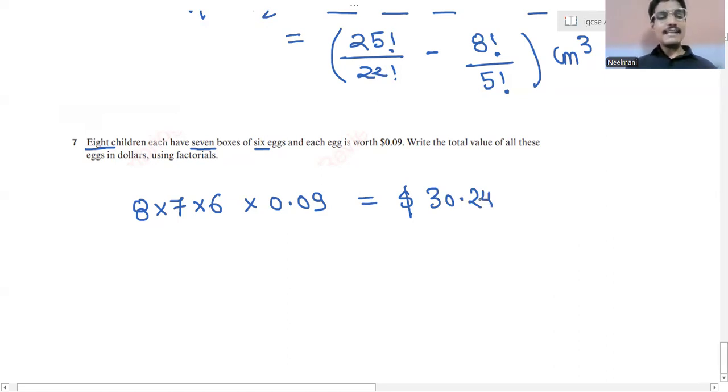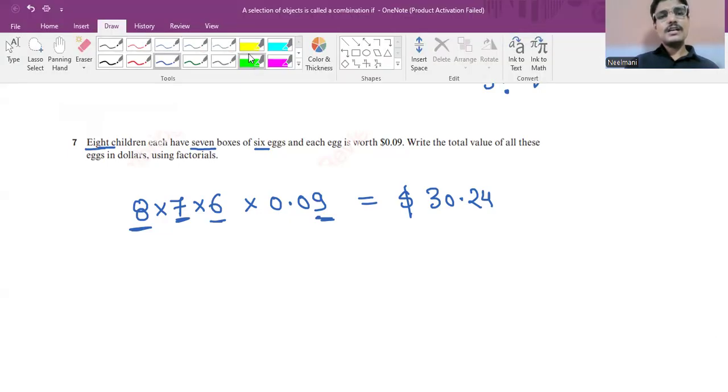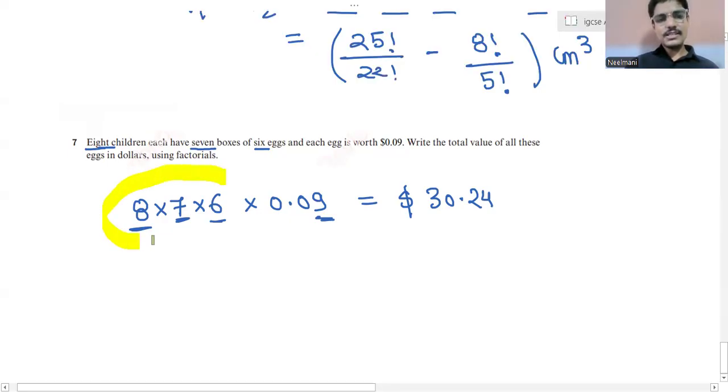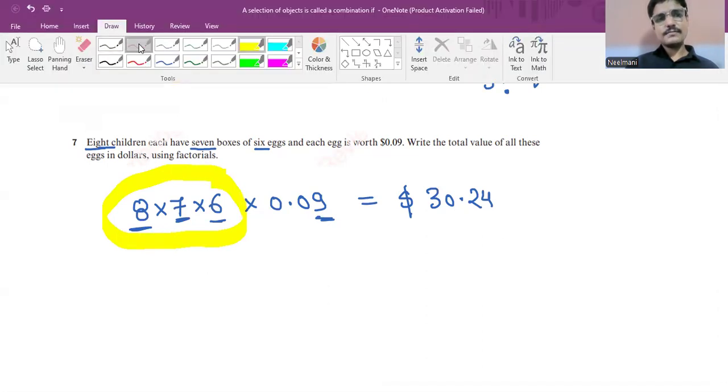But is this what they want? No, they want the answer in factorials, of course, because this is an exercise in which they're focusing on how factorial works. So see this, you have 8 here, 7 here, 6 here. Of course, you have a 9 also here, but let's just focus on this part first. How to deal with 8 into 7 into 6?